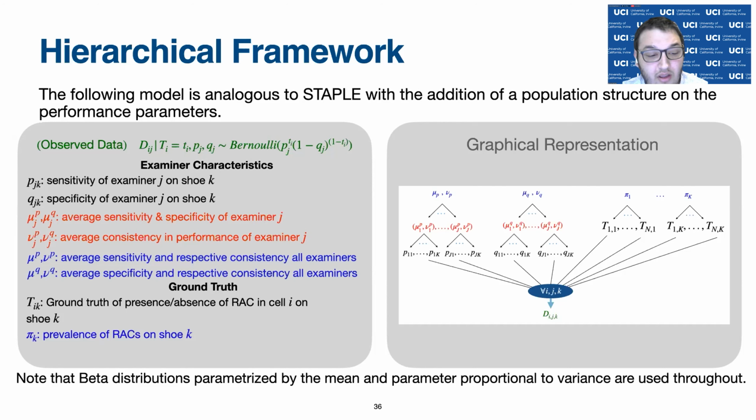Throughout this hierarchical framework, we are using mostly beta distributions. And you'll notice that instead of alphas and betas, we're actually going to parameterize by the means and a parameter proportional to the variance. So that's why we use the mu JPs and QPs. And our nu is the variance component.